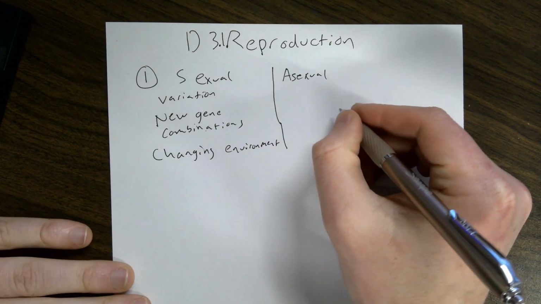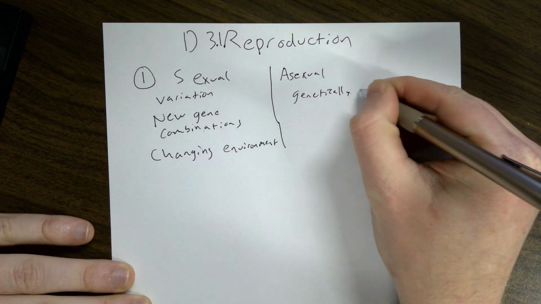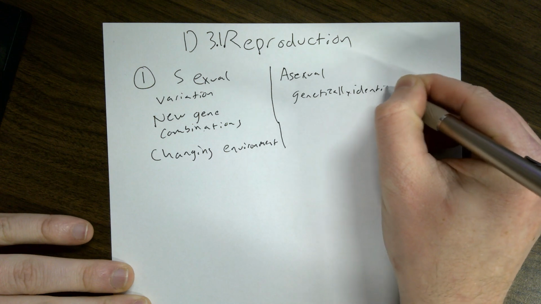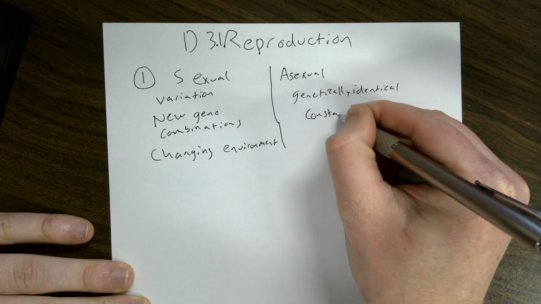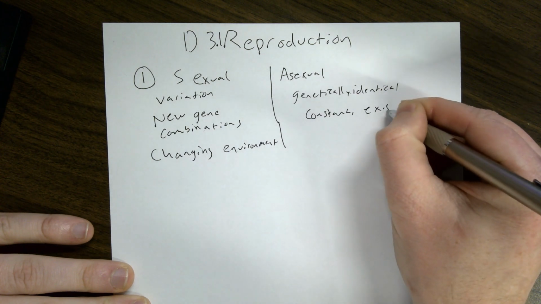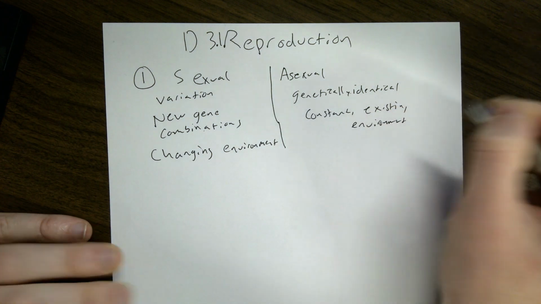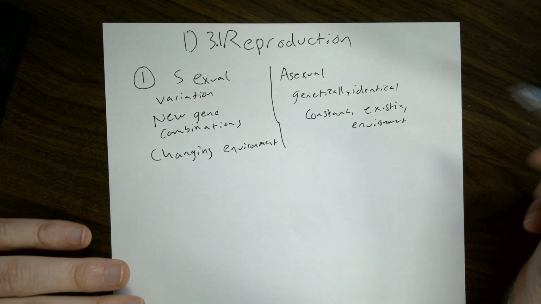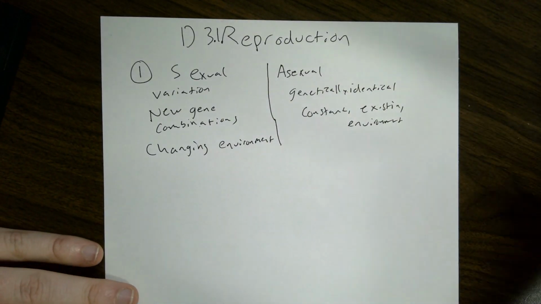Alright, asexual reproduction creates genetically identical offspring. This is beneficial when there is a constant environment. So it means they're well adapted for the constant existing environment. And so those are the two main differences, right? So we got the new versus genetically identical, and then where they're more beneficial for.